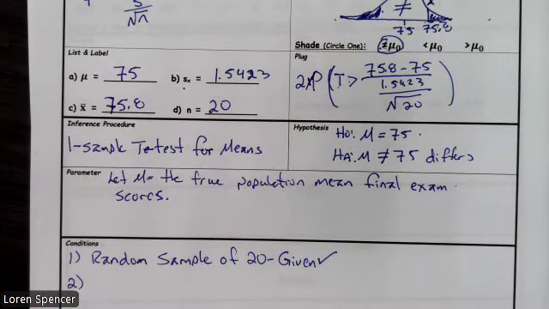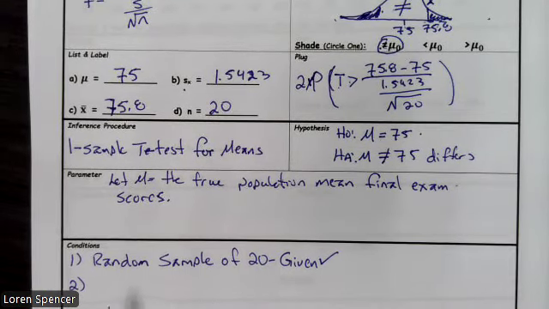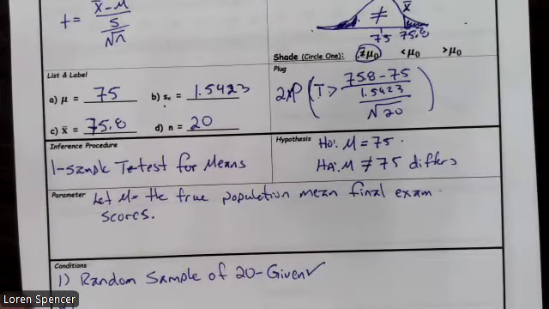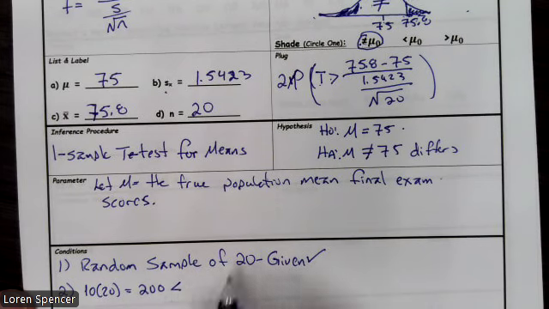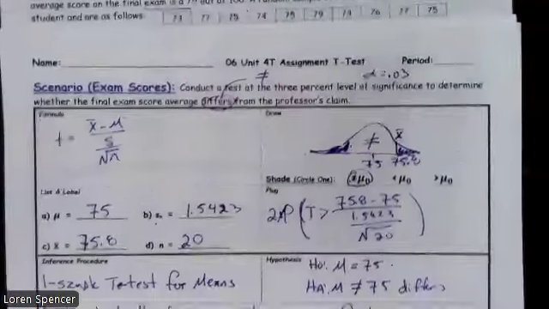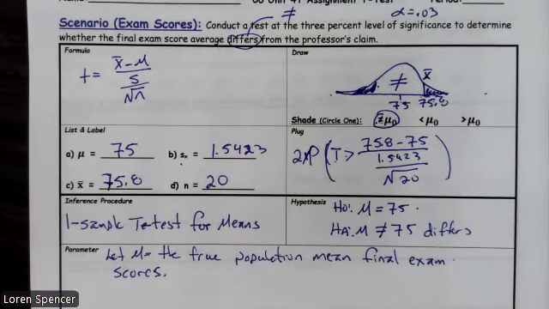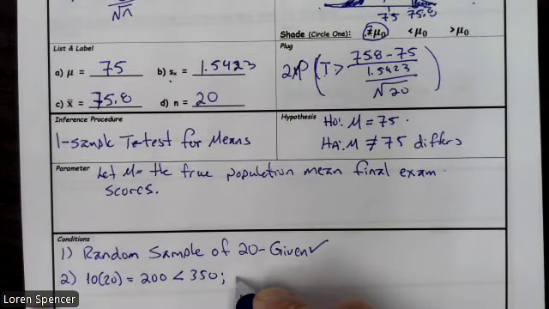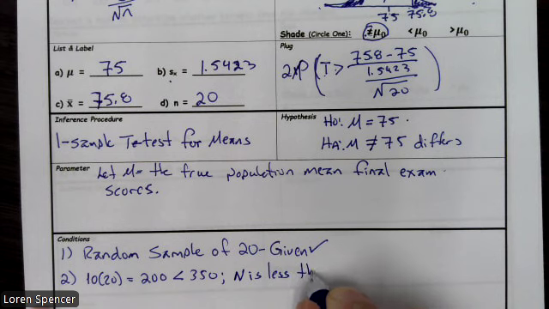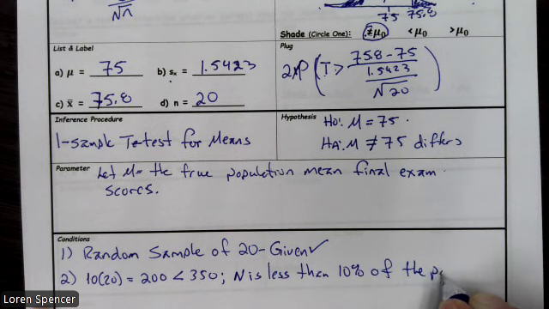The next thing we need to do is check the independence condition. Is N less than 10% of the population? Well, in this case, we know that our sample size was 20. We can go 10 times 20 equals 200, and that's less than 350, she has 350 students. And then we can put a semicolon and go, well, therefore, N is less than 10% of the population.